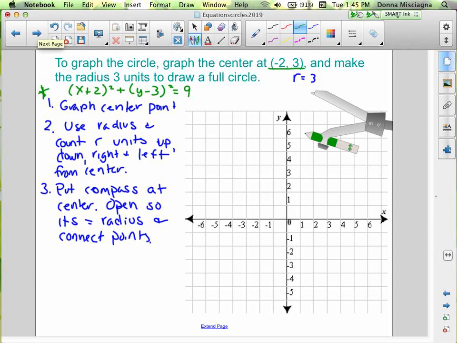All right, so for step 1, graph the center point. So we're going to graph the point negative 2, 3. Negative 2, 1, 2, 3. Step 2, we're going to use the radius and count our units up, down, right, and left from the center.